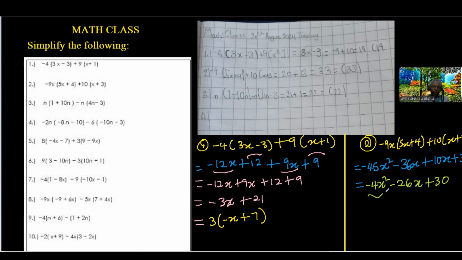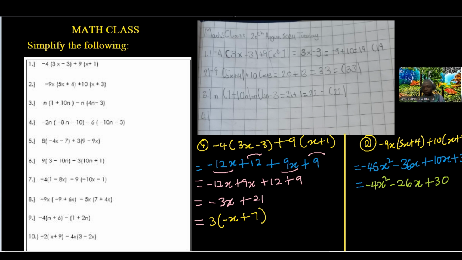Can we add all of this together? No. Why? Because this has x squared, this has only x, and this one doesn't have any x. They don't look alike. They are not like terms. We can't combine them. Is that clear? Yes. So this becomes the answer to this.